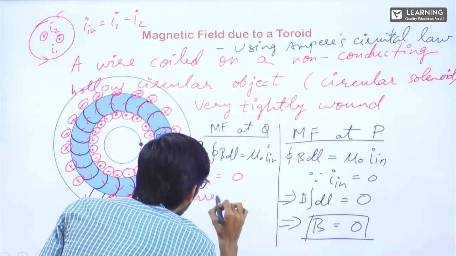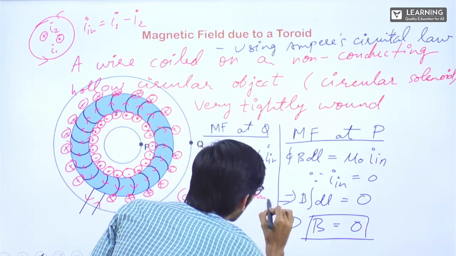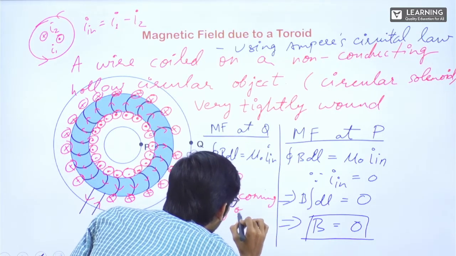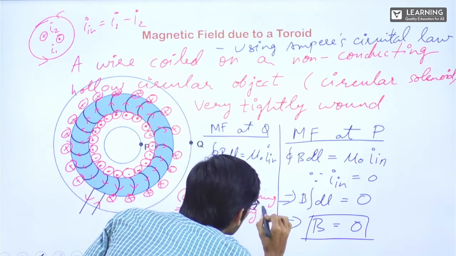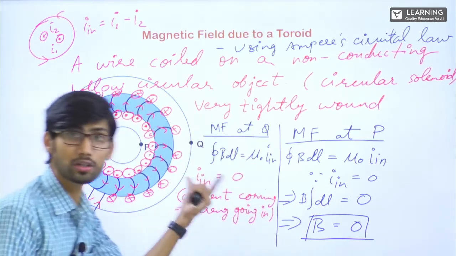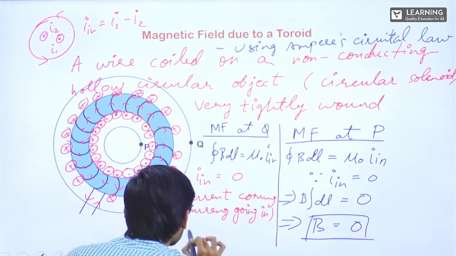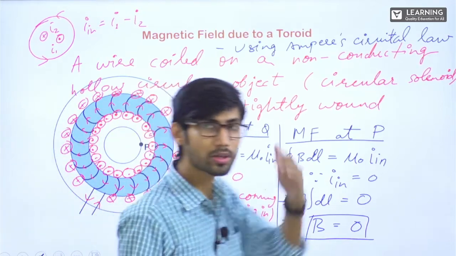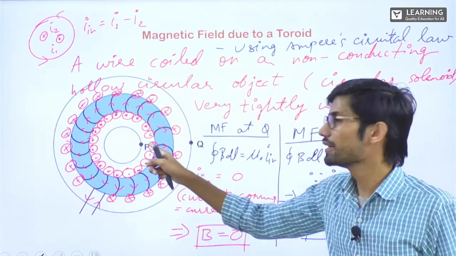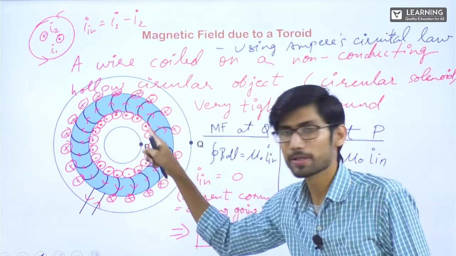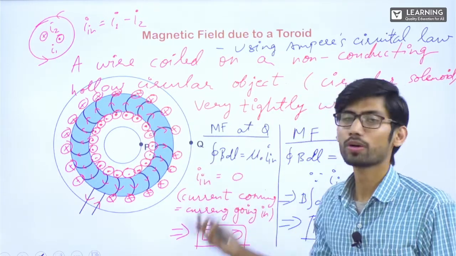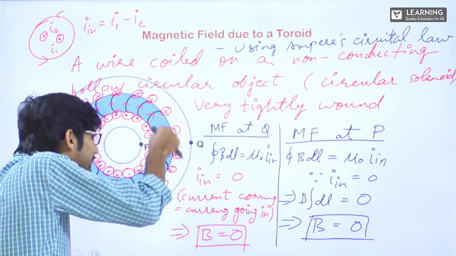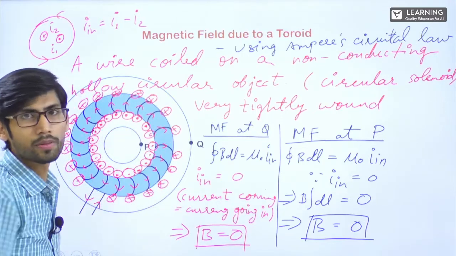Current coming out is equal to current going in. So because I in is 0, again the same thing, B is equal to 0. Magnetic field here is also 0. Got the point? Magnetic field inside the free space, this free space here, is 0, outside also it is 0. Now we have to find out the magnetic field inside this hollow part. Clear? Inside the toroid.